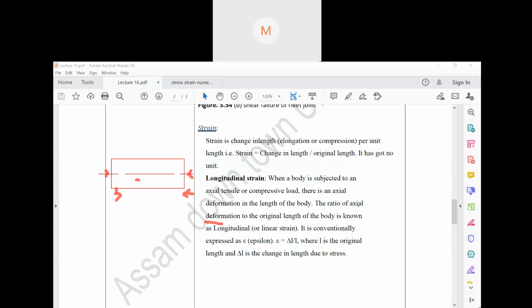Axial deformation. Okay. So now in the last class, I showed you one picture of del L. How it is del L? Do you remember that? So this is the one. So how del L is happening? Are you able to see it?